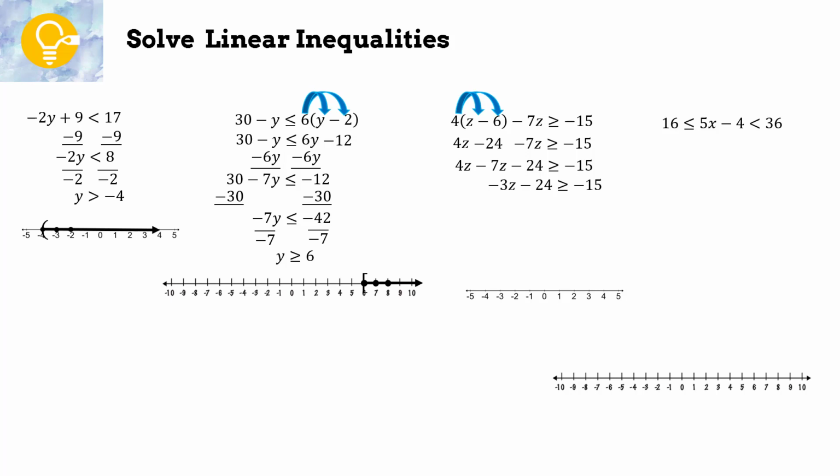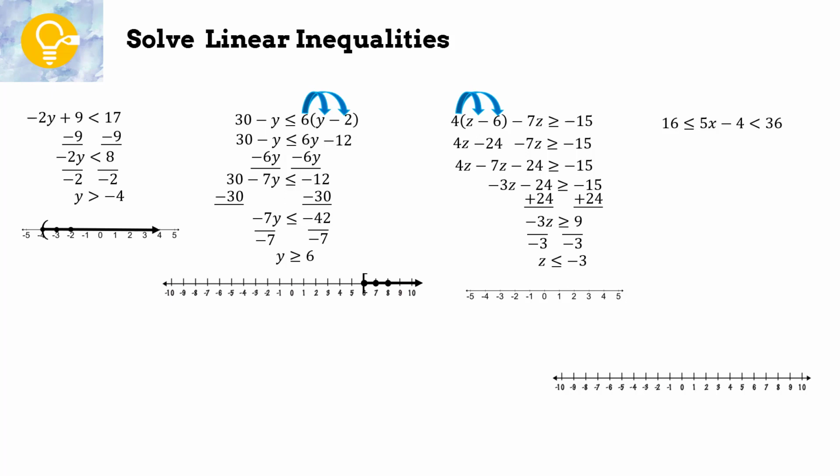Now we need to get negative 3z by itself. The opposite of subtracting 24 is adding 24. And now we get negative 3z is greater than or equal to 9. We want z. We're going to divide by negative 3. And that gives us z is less than or equal to negative 3. Once again, I hope you remember to switch the direction of your inequality.